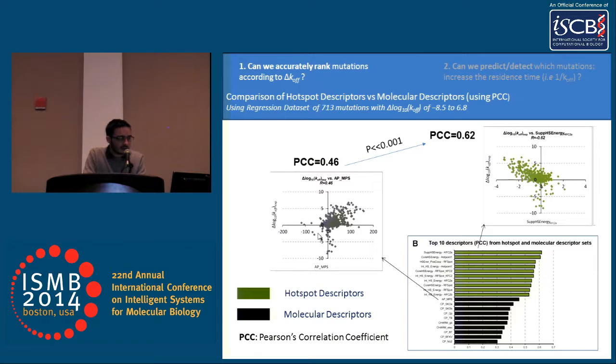So if we take a closer look at what the scatter plots would look like for the best molecular descriptor and the best hotspot descriptor, you can see that for the destabilizing portion of the data set, we can do pretty well. But where we really fail is predicting those stabilizing mutations. And as you can see, we have quite a number of false negatives and false positives.